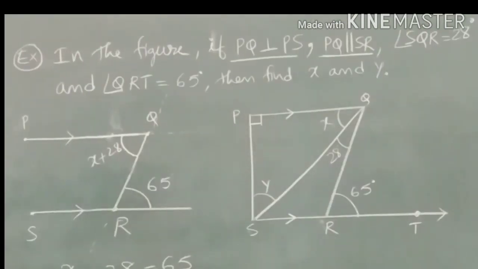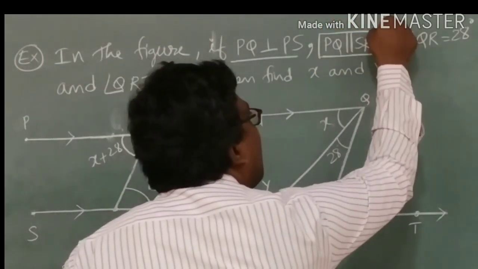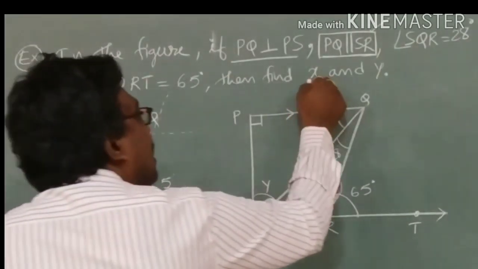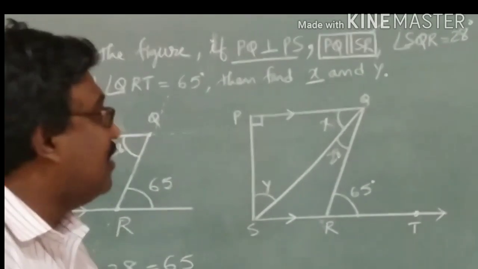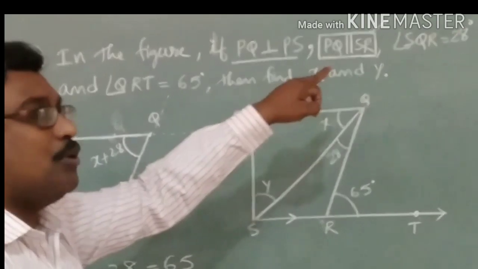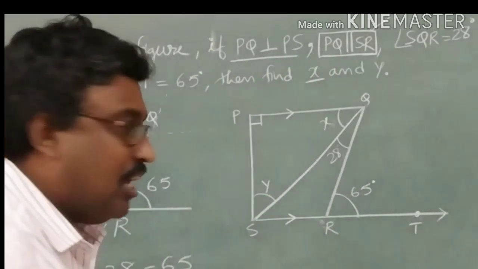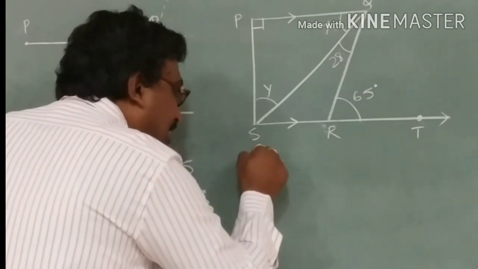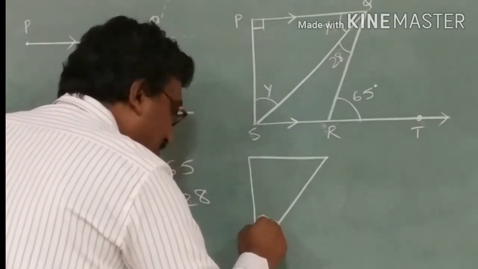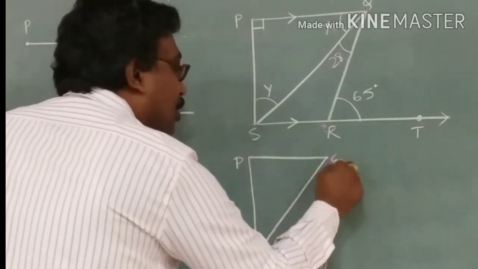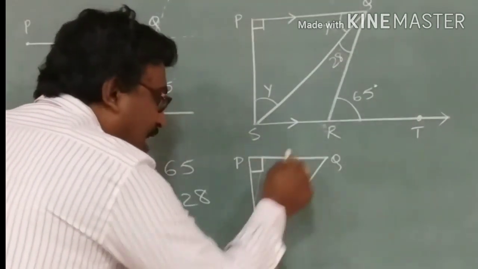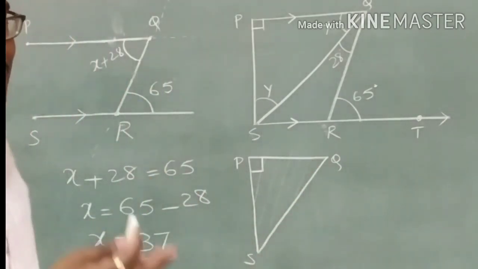So, I used PQ parallel to SR and I solved. X is completed. Now, Y I should complete. That's why one more clue is also given to you: PQ is perpendicular to PS. I am using that diagram now to solve the next part. P, Q, S, perpendicular. If I take along this diagram like this, yes, it's a triangle.